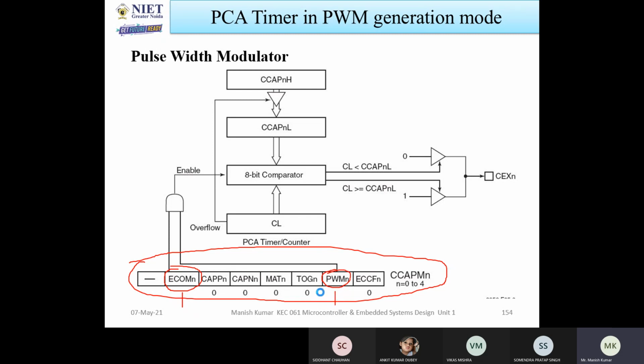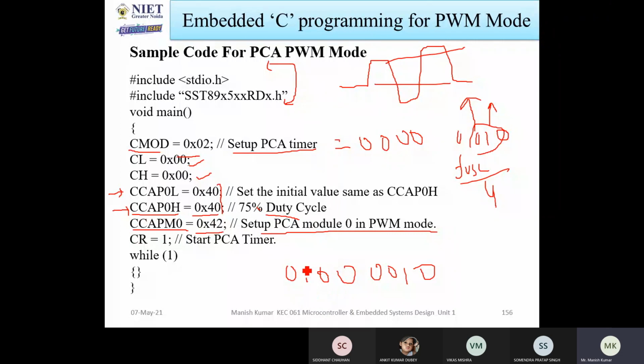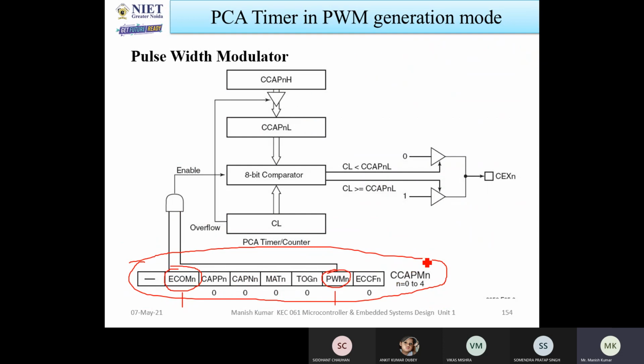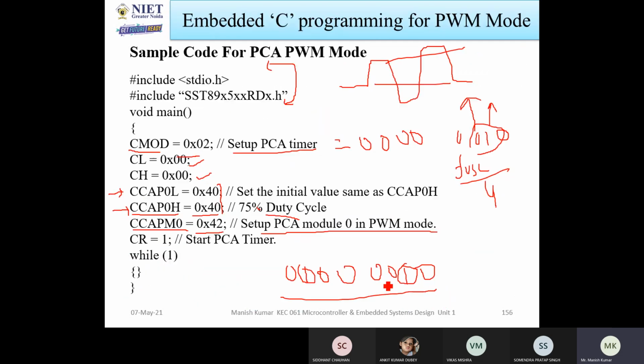So same, I am going to define that this bit is the ECOM bit and this is the PWM bit. Both are 1 and the rest of the bits I don't care about. Okay, we have no concern with the remaining bits here. Now, earlier when we talked about capture modes, in capture modes we used three bits: the CAPP bit, CAPN bit and ECCF bit. At the same time, when we talk about PWM, we will use only the ECOM bit and the PWM bit.